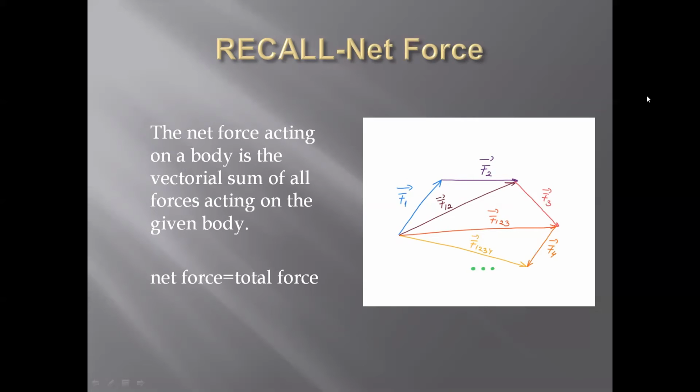Recall from previous lessons that the net force acting on a body is the vectorial sum of all forces acting on the given body. We can find this net force, at least in the drawing on the right hand side, just by the triangle rule or the parallelogram rule and vectorially adding forces 2 by 2 to find that one force that would have had the same effect as all other forces combined.